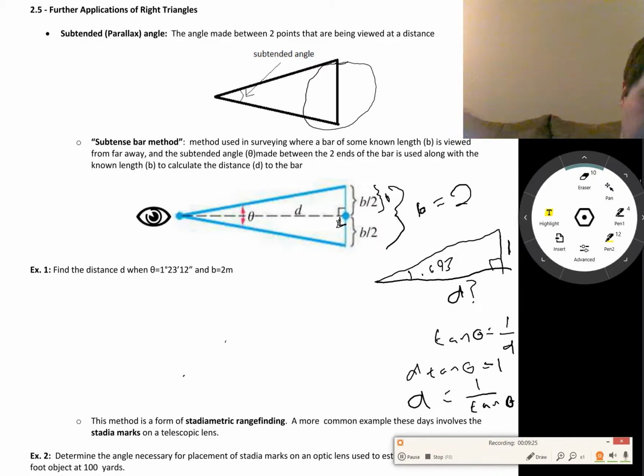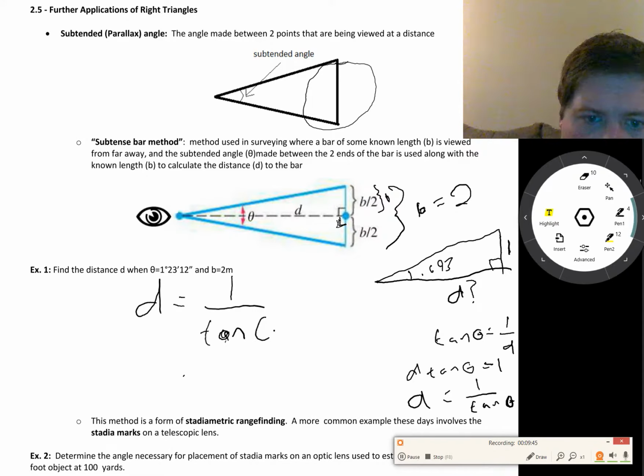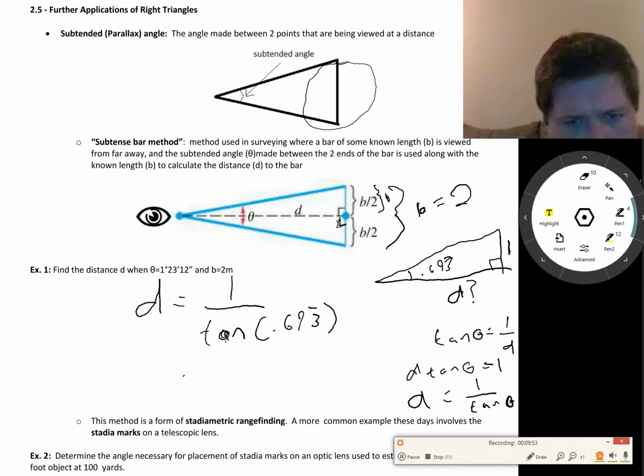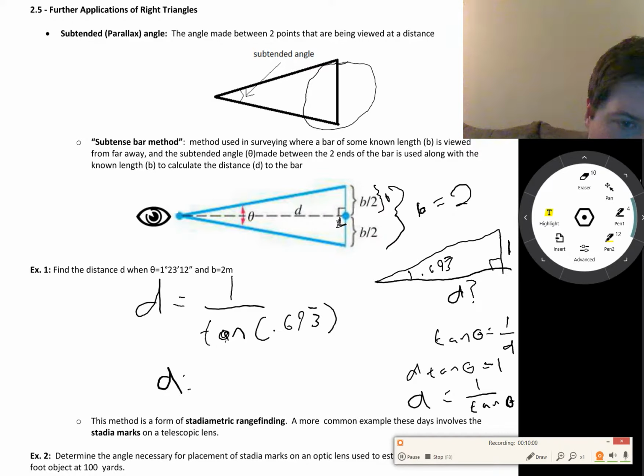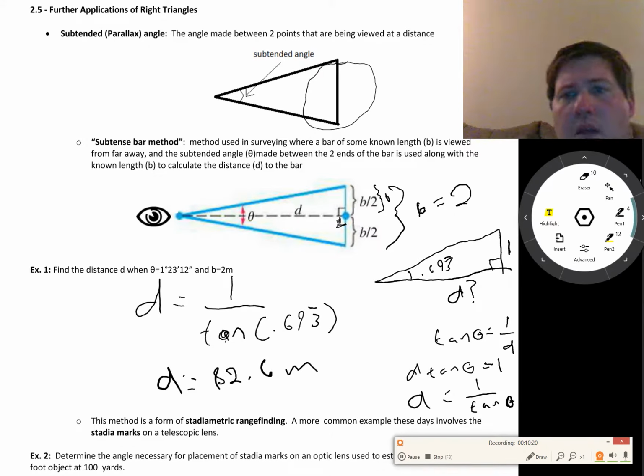So now I can solve my formula here by plugging in the angle. My distance is 1 divided by the tangent of 0.69333. Remember that 3 was repeating. I just let that mark off. So 1 divided by tangent of that angle. I get the distance is 82.6. We're working with meters. Meters. There we go. Whew, that was fun.